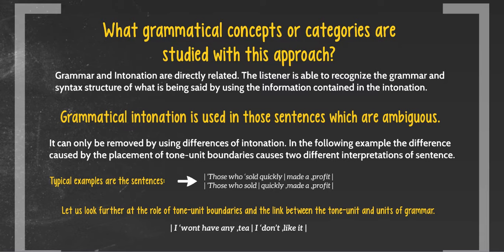In the following example, the difference caused by the placement of tone unit boundaries causes two different interpretations of the sentence. Typical examples are the sentences: those who sold quickly made a profit, or those who sold quickly made a profit. Let us look further at the role of tone unit boundaries and the link between the tone unit and units of grammar. I won't have any tea. I don't like it.